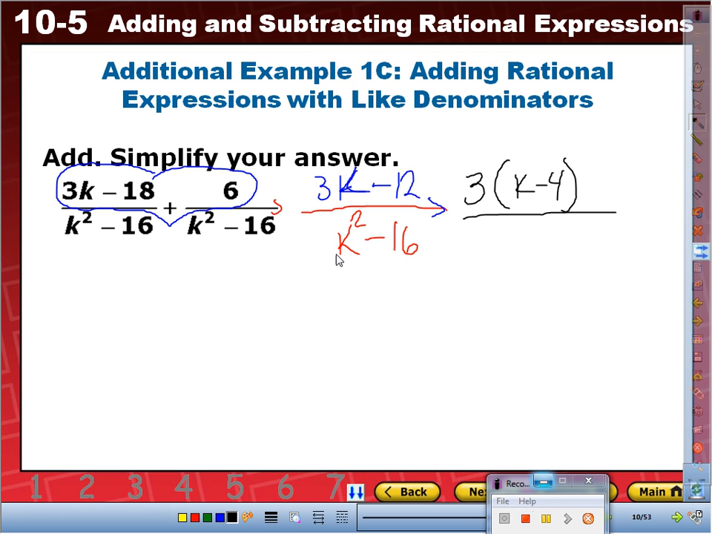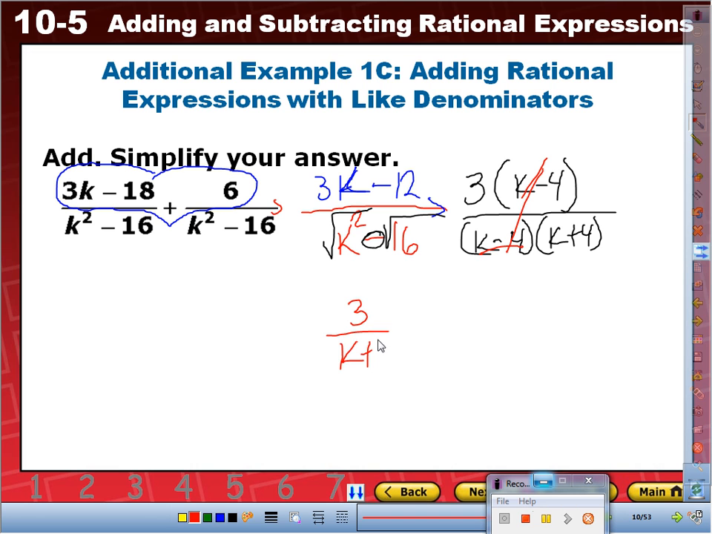And earlier we had a hint from your neighbor. They said this is difference of squares, so you take the square root of the first, that's k. Square root of the last, that's 4. It's a subtraction, yes, difference. So this is k minus 4, k plus 4. Is that correct? And your giant 1 is right there. So we're left with 3 over k plus 4. Hands if you got that by yourself. Okay, good. Let's do another one.